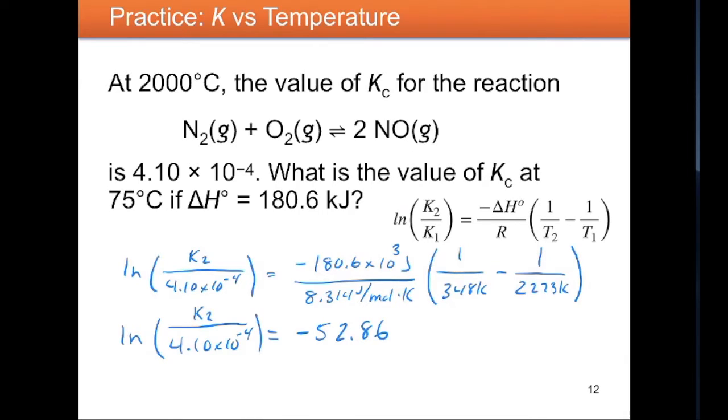Now to get rid of the natural log, all we have to do is take the inverse natural log of both sides of the equation. So that cancels out the natural log on the left-hand side and we have e to the minus 52.86 on the right-hand side. All we have to do now is rearrange the equation, solve for K2, and we end up with a number of 4.51 times 10 to the minus 27.